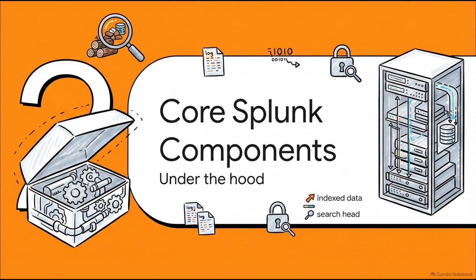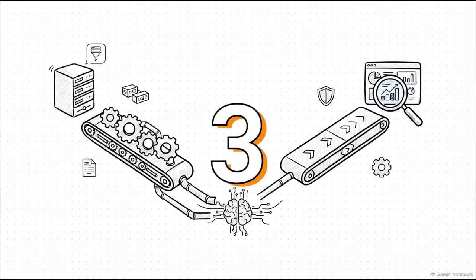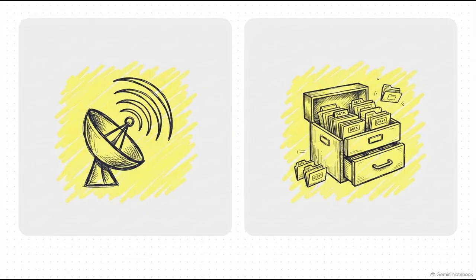Moving on to Part 2, Core Splunk Components. Let's take a look under the hood. So, the crucial thing to understand is that Splunk isn't just one giant clunky application. It's actually made up of exactly 3 main components. You could think of them like a highly efficient assembly line, working in perfect harmony to help us search and analyze our data. Let's look at the first 2 parts of that assembly line.